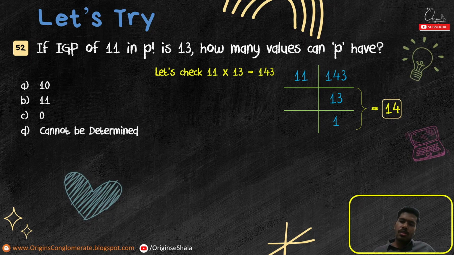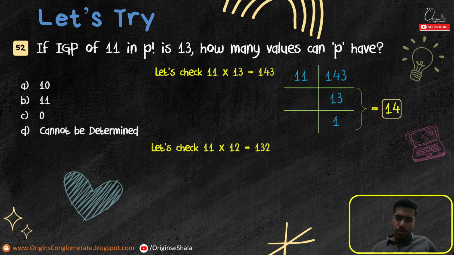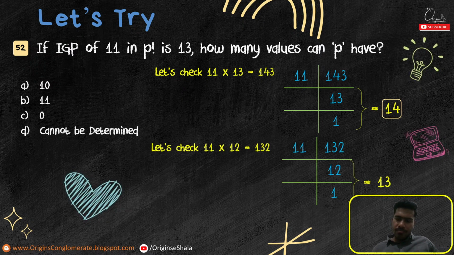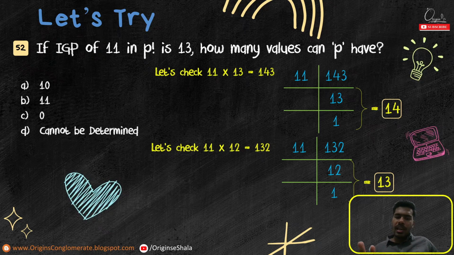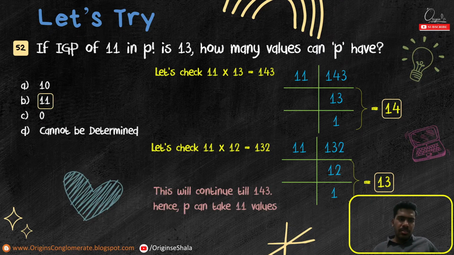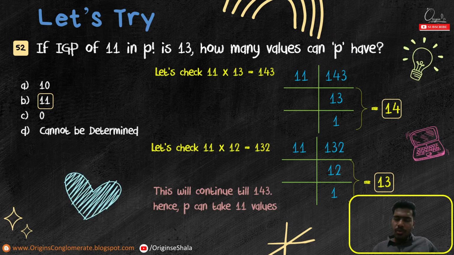So I will multiply with a lower number. How much lower? I got 1 extra, so I will multiply with 1 lower. This time 11 into 12, and I will get my answer: 132 is the number that I am looking for. So from 132 till 142, all these numbers, including 132 itself, have IGP of 11 as 13. So again, they are 11 numbers, and my answer would be 11. As I said, it will be either 11, that is the number itself for which we are finding the IGP, or 0.